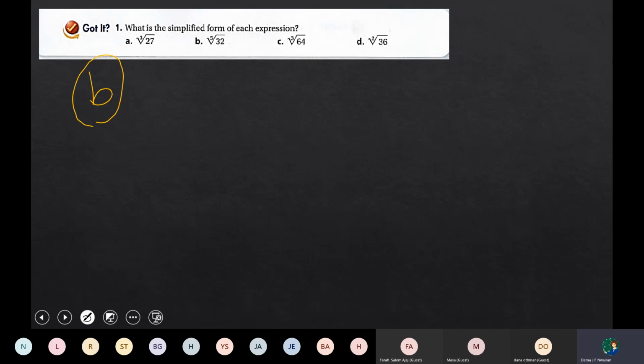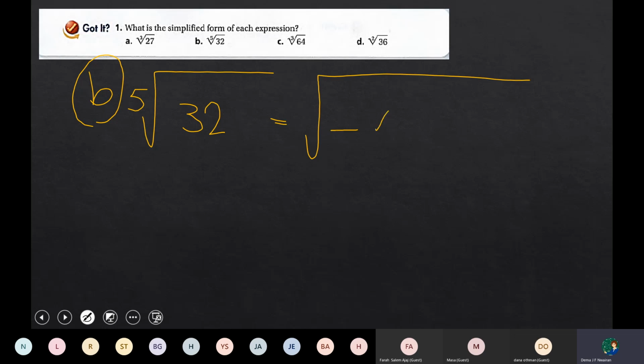Let's do B. The fifth root of 32. Since I have number 5, I now need 5 numbers that if you multiply them, you get 32. Teacher, there is no number we can multiply with 5 to give us 32. Who says? Teacher, I know the answer.